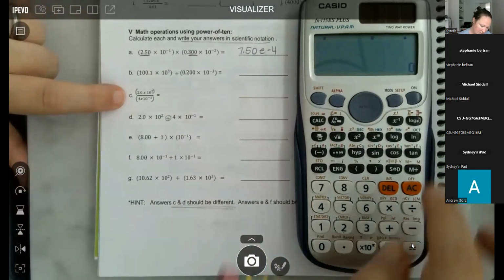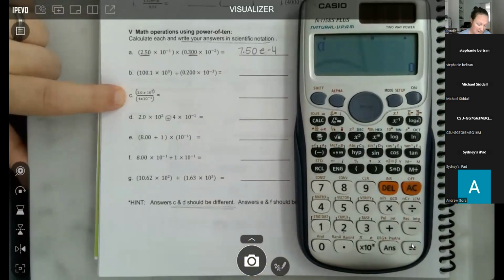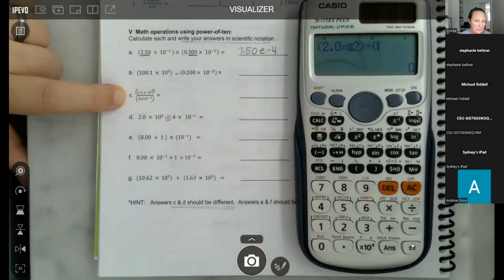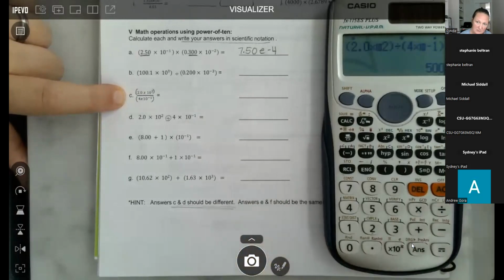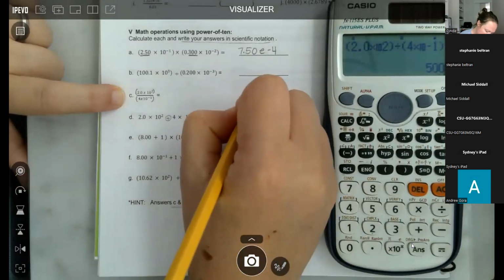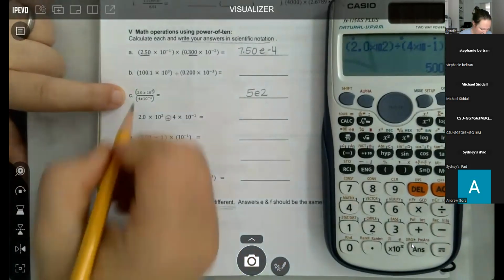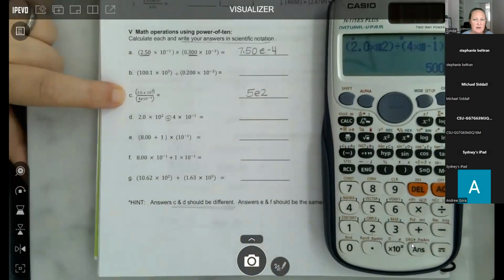Okay, so for this one, we can actually put in these parentheses, right? So 2.0 times 10 to the 2, close parentheses, divided by, and then 4 times 10 to the -1, close parentheses, enter. This gives me 500, right? So to put this in scientific notation, this would be 5 e to the 2, right? Or it could be 5.00, but I looked over here and saw that the 4 was only one significant figure. So I'm not going to include the zeros, right? It's just going to be the 5.